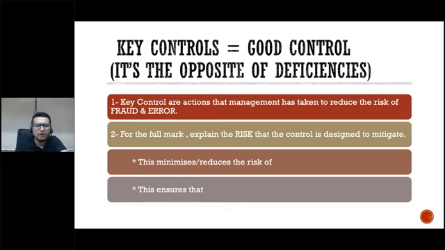Is this clear to everyone? How to explain key control? Can I have a yes? What about this frequency? Frequency means, let's say bank reconciliations should be performed at least on a monthly basis. A review of sequential goods dispatch notes should be performed on a weekly basis. This is frequency. Is this clear?